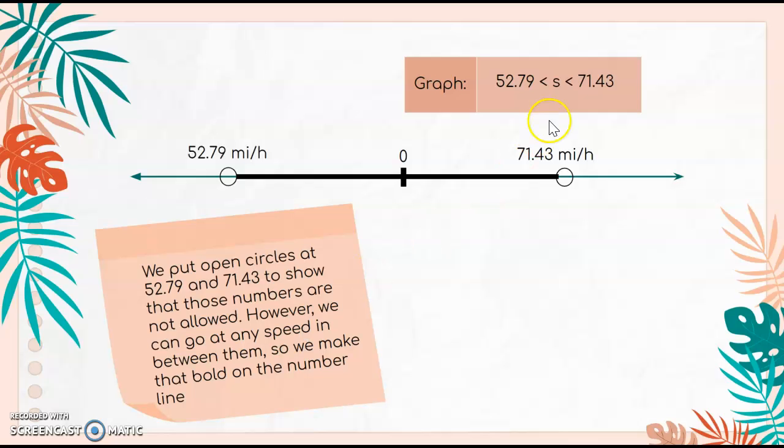To graph it, we have to put open circles at the endpoints to show that those aren't included, but the numbers between those two endpoints can be included, so we make that bold.